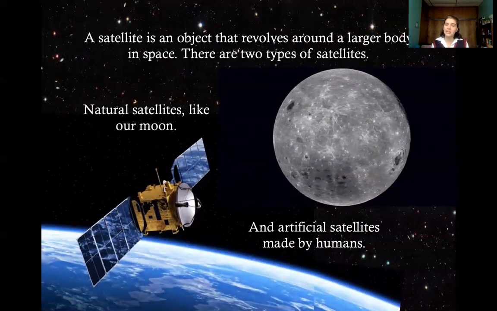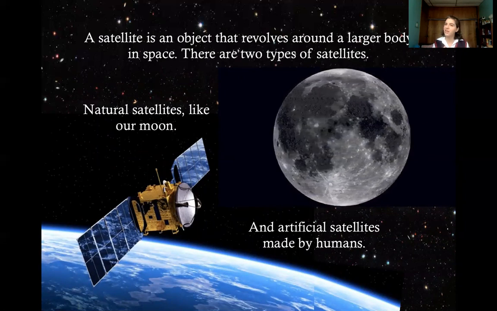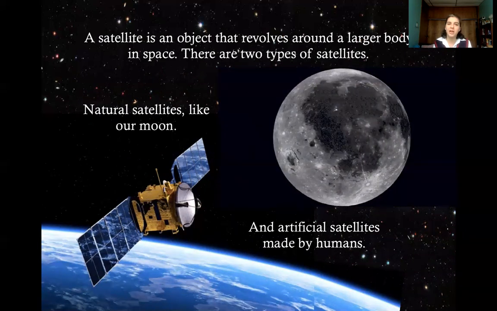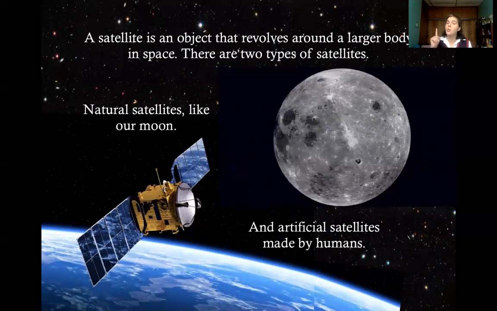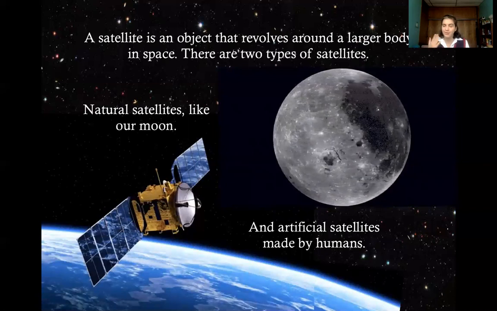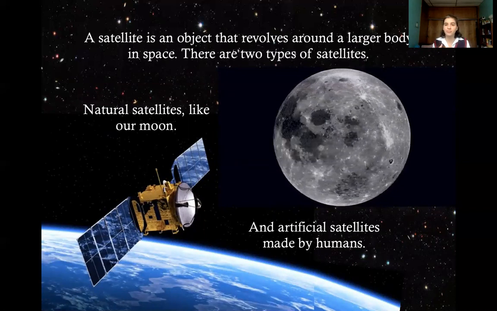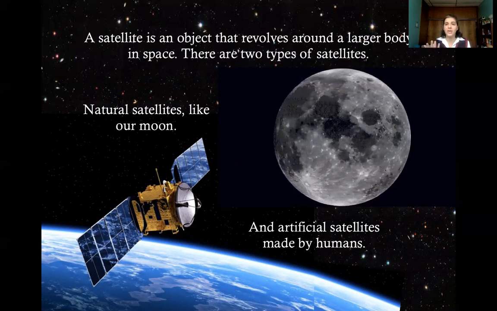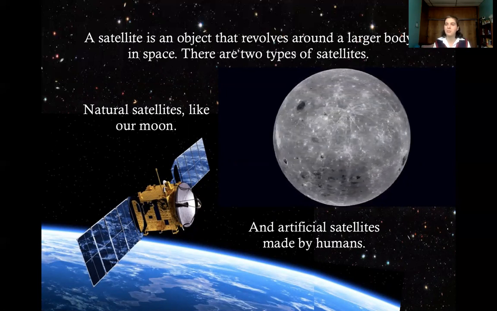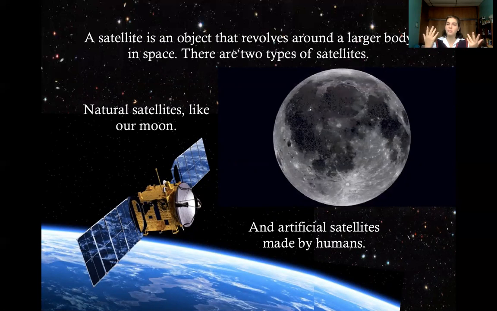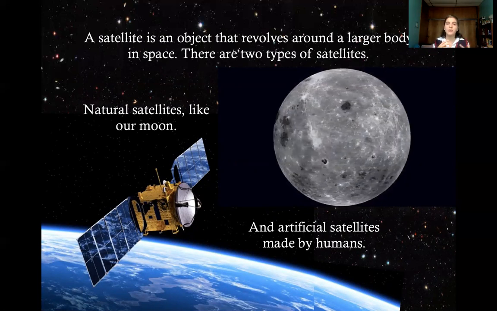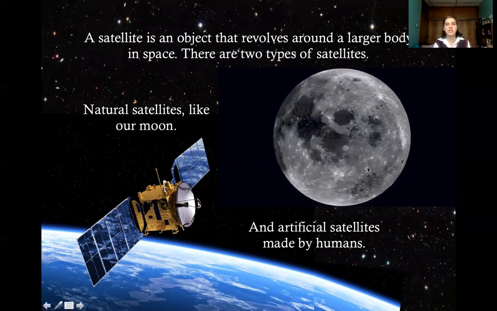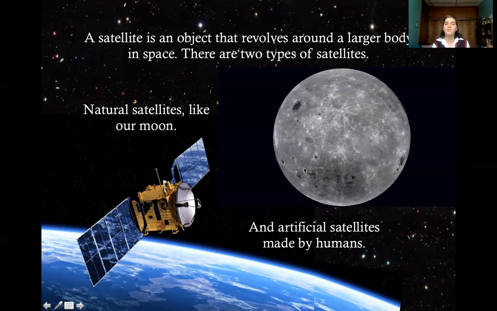Now, a satellite. I know that I have said this word several times before, but I have not explained what it is. A satellite is an object that revolves around a larger body in space. There are two types of satellites. One are natural satellites like our moon, and the artificial satellites made by humans. We have several. Many of them are even space stations for astronauts to go into space and check around. Since they revolve around the Earth, we can consider them satellites besides considering them spacecrafts.